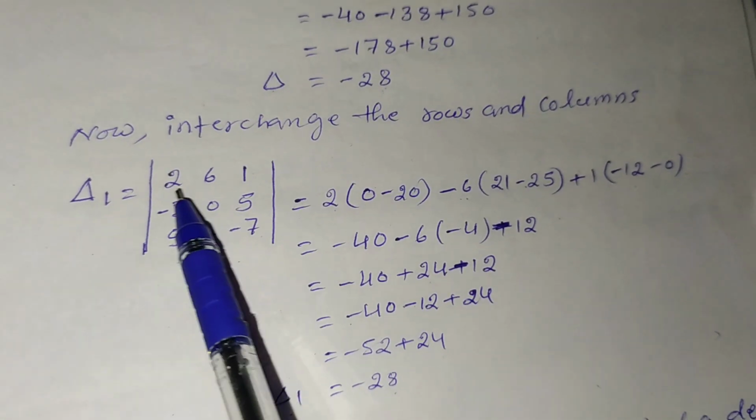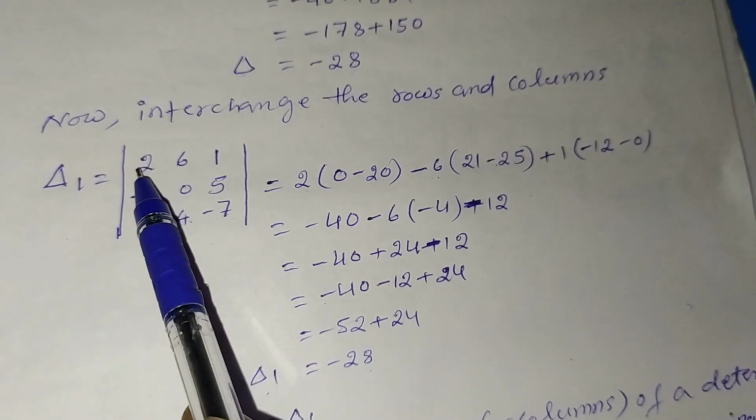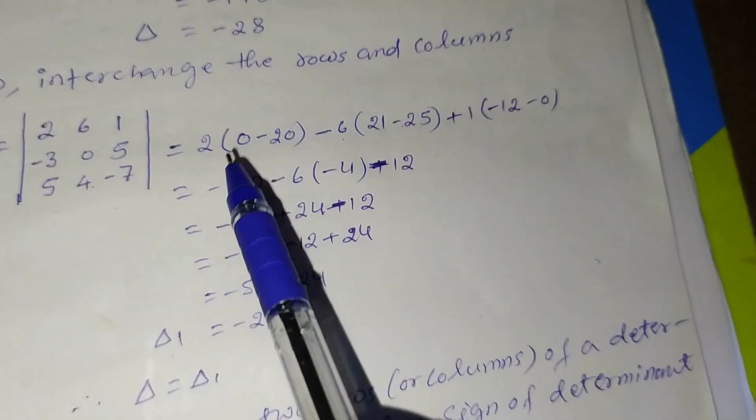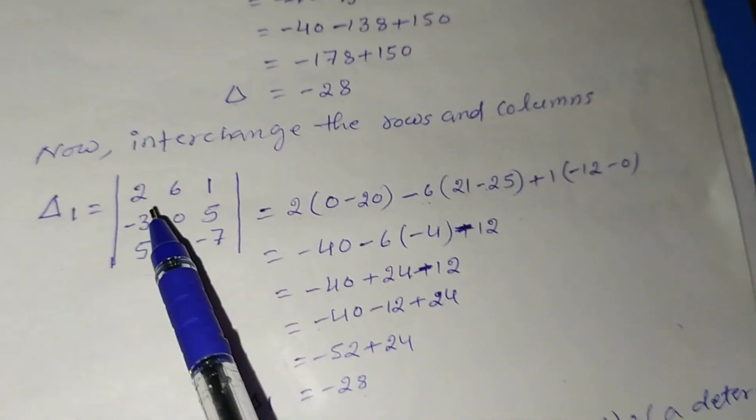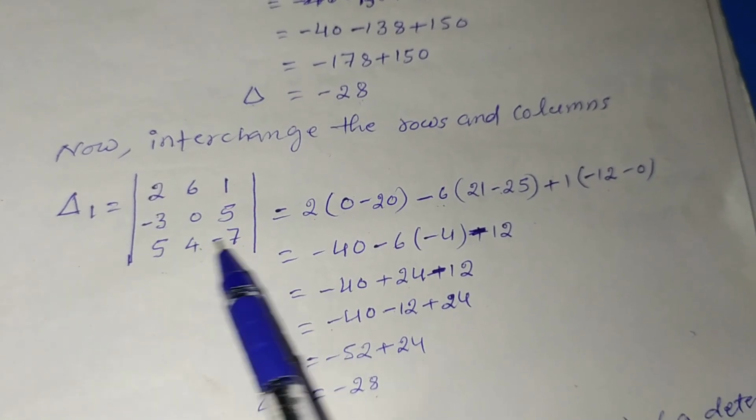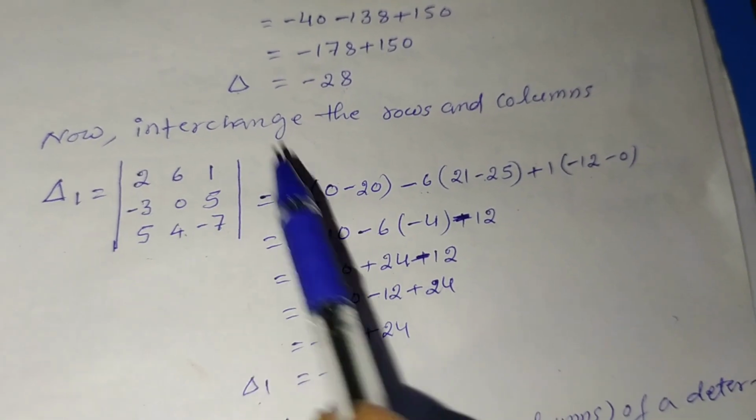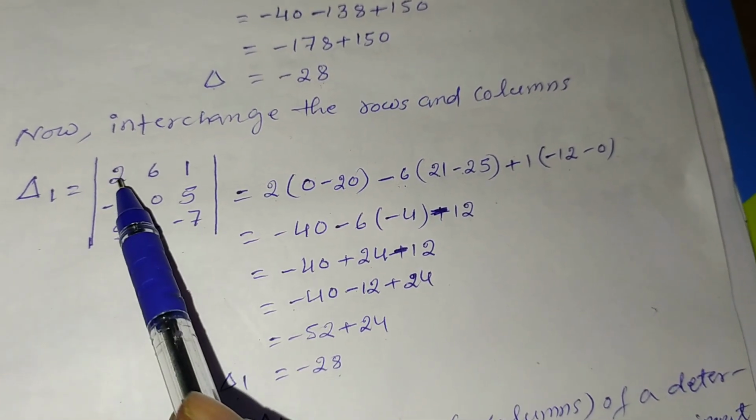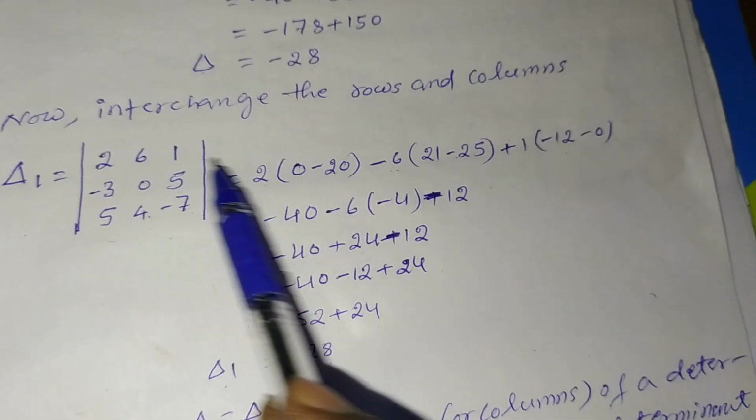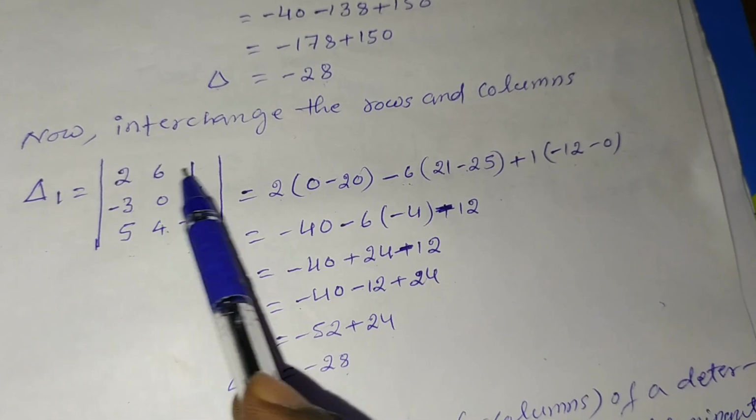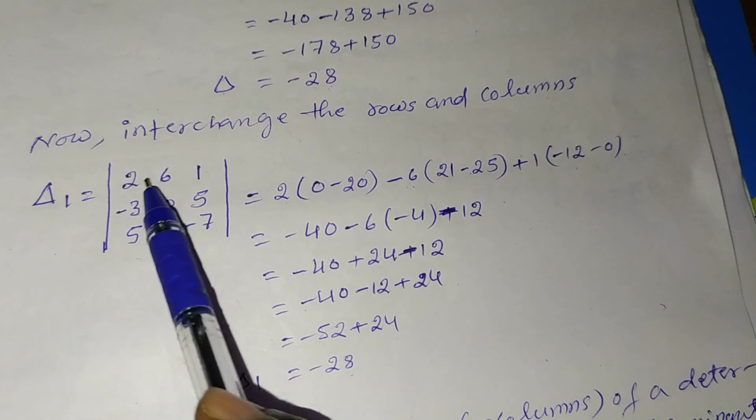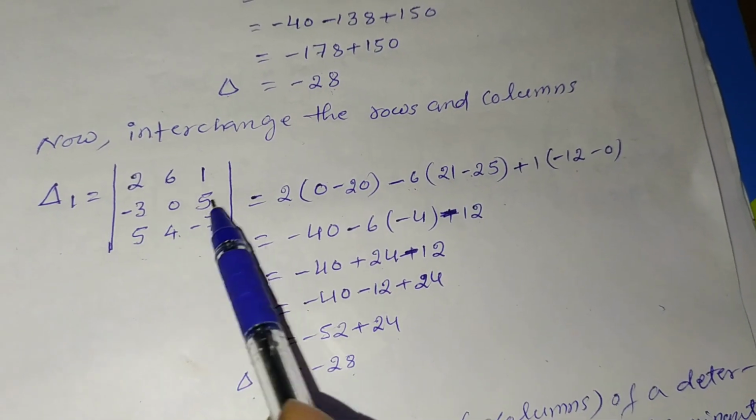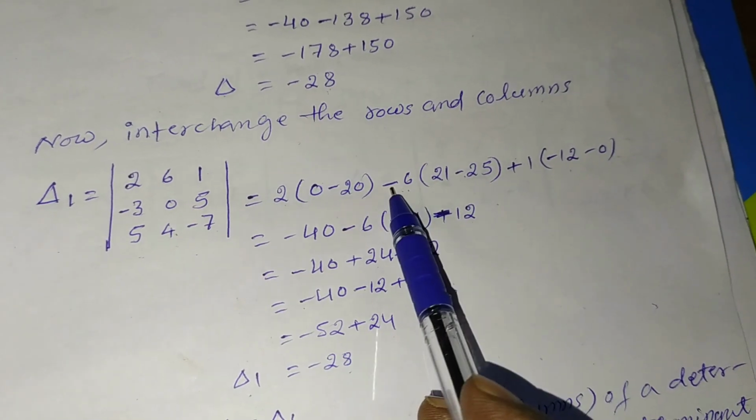Here also I am going to expand this determinant along R1. You can also expand this determinant along R2, R3 or C1, C2, C3. You get the same result, don't worry about that. Here I am going to expand along R1. For 2, after deleting the elements in the row and column in which 2 exists, 0, 5, 4, minus 7, 0 into minus 7, 0, 4 into 5, minus 20, and then minus 6.